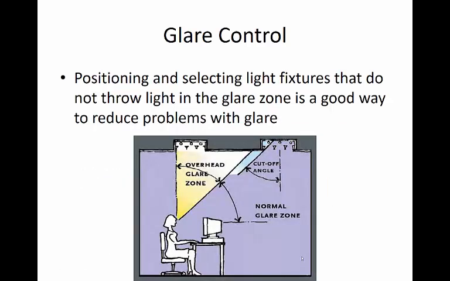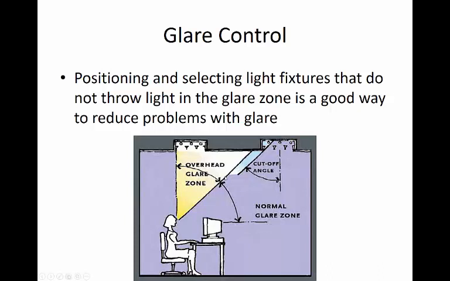Well, how do we solve this? Well, things we can do. We can look at positioning and selecting light fixtures that don't throw light in that glare zone. So things like putting a light further up into a can to help control what the actual spread of that light is. So here you can see these lights are recessed up, and this cuts off the angle for glare to this person here. But because they have lights in this area here, they can actually get glare into their vision based upon that. Okay?